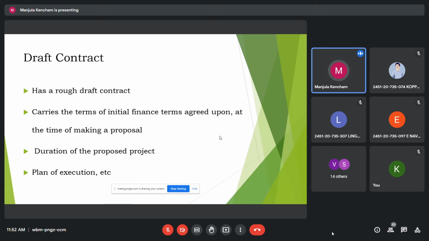What should be included in a draft contract? The initial finance terms agreed upon, duration of the proposed project, plan of execution, phases of execution, etc., would all be given as contract terms and conditions.